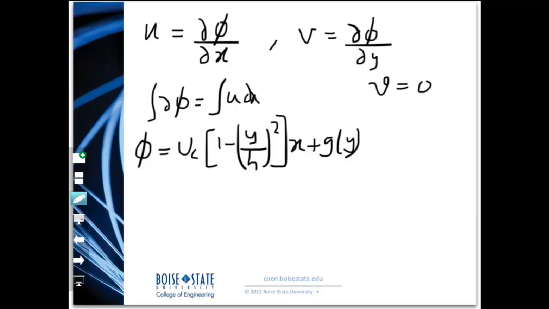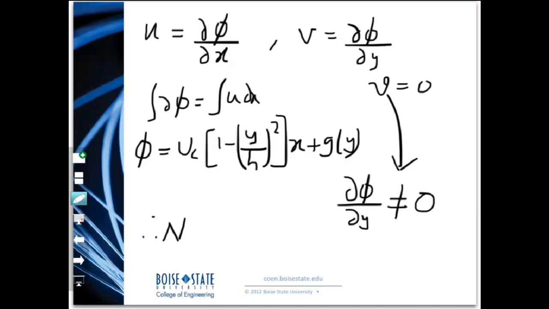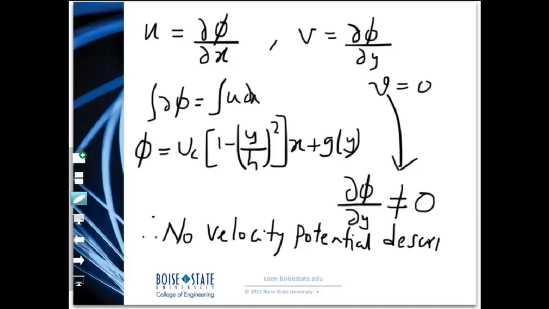And you see that v has to be 0. However, ∂φ/∂y for the present formulation is not equal to 0. That means no velocity potential description is possible for this flow. Okay, so we could do a stream function, but we cannot do a velocity potential for this problem.